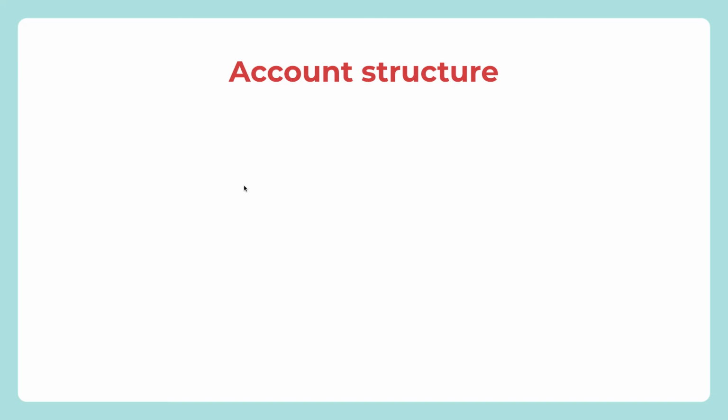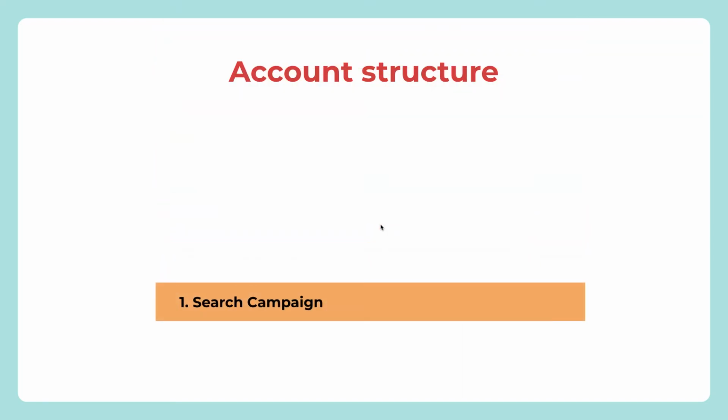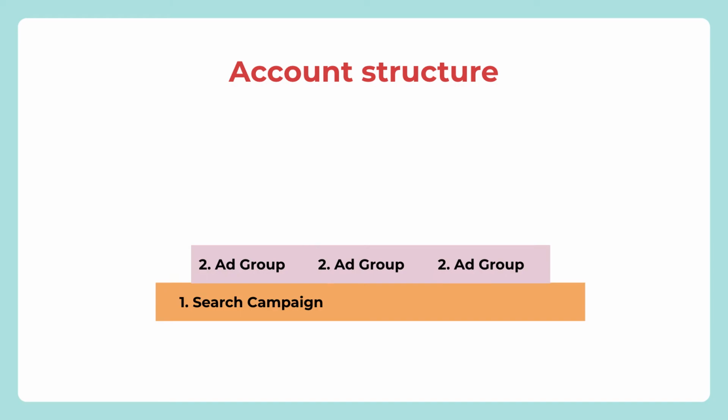Here's where we lay out the foundations of a good campaign structure according to proven best practices. This outline should be followed for each campaign that you create. So you start with creating a search campaign, and this will house your ad groups and ads. Within this campaign, you will create a number of different ad groups, and each of those ad groups will have a focus on just one keyword.